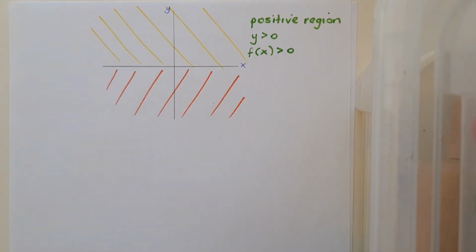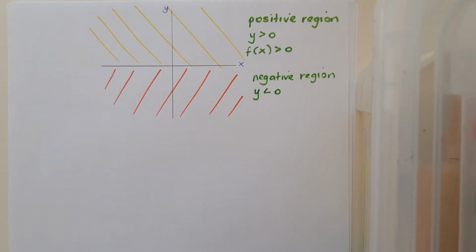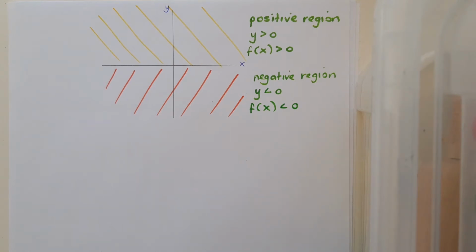We also have the region below the x-axis. So this is the negative region of the graph where y is less than 0. And that's the same as saying that f of x is less than 0. So if at any stage later on in this video you're a little bit confused with what I mean by increasing or decreasing, or positive region or negative region, then go back to the start of the video, this section here, and remind yourself of that vocabulary.